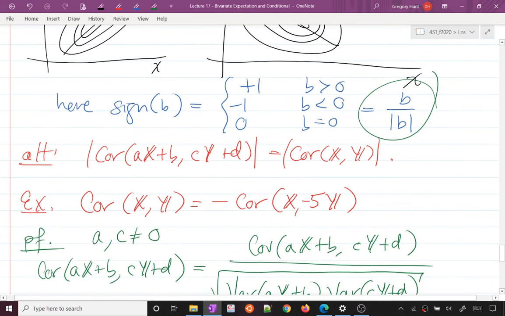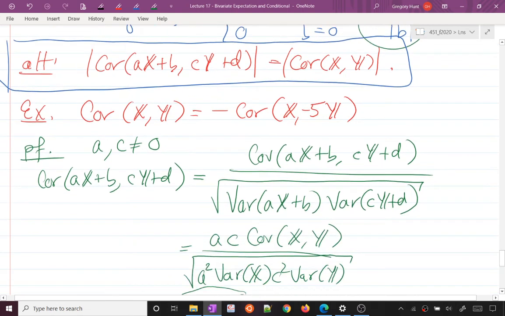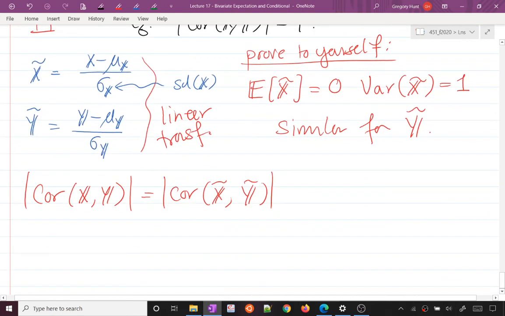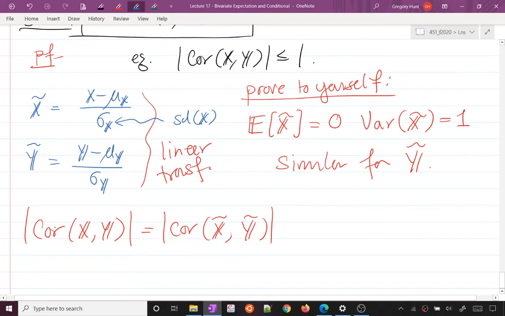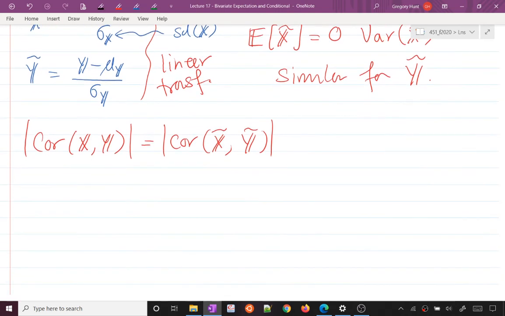We said this, that linear transformations don't change the absolute value of my correlation. All it does is potentially change the sign of the correlation. So if I want to look at the absolute value of the correlation of x and y, I can just look at the absolute value of the correlation of x tilde and y tilde. Why do I like that? Well, I like that because I've made things easy now by making the expectation 0 and the variance 1 for each of these. I'm just going to make my calculations simpler. Okay. So this is kind of fact 1.